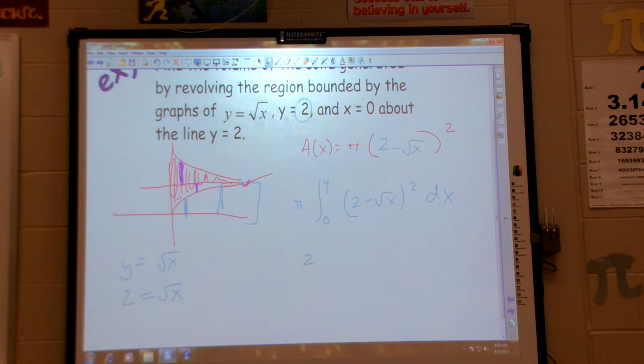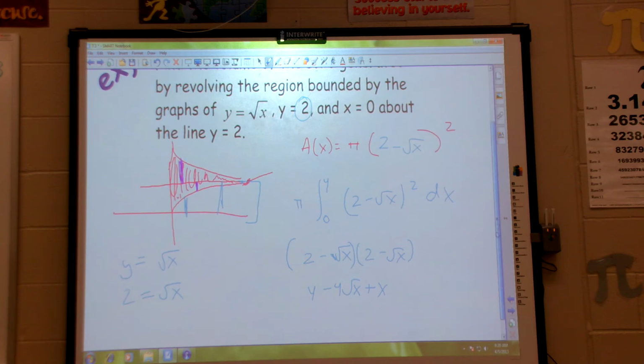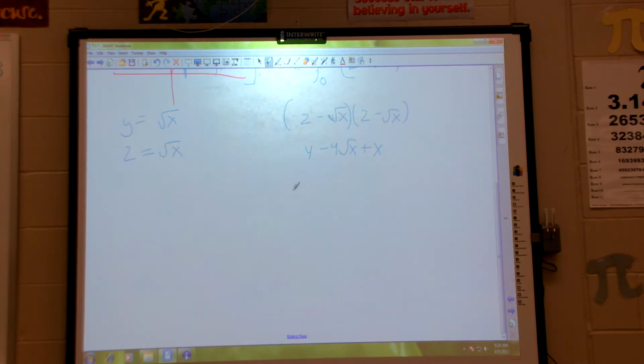Let's FOIL that out. I have 2 minus square root of x, times 2 minus square root of x. So I have 4 minus 4 square root of x plus x. Go ahead and write that integral down now.